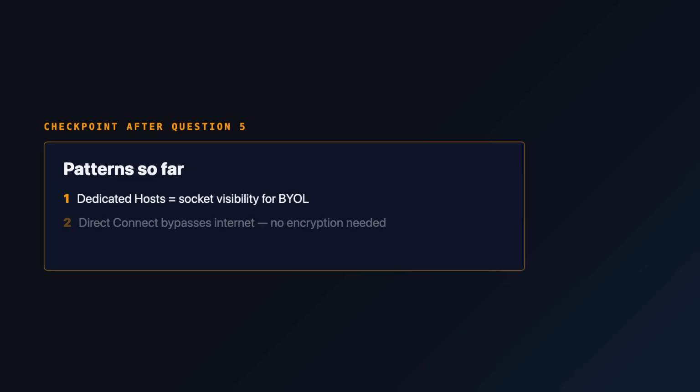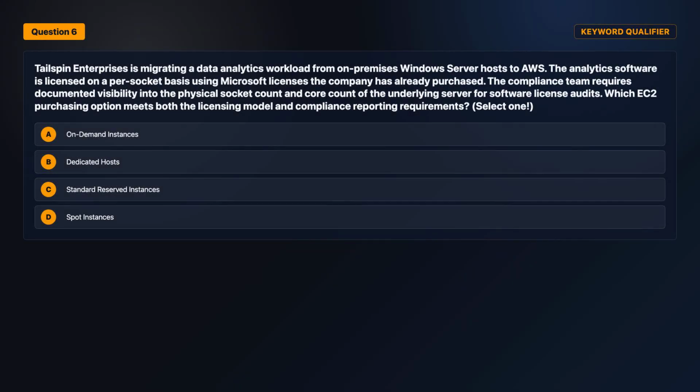First 5 questions hit 3 repeating patterns: dedicated hosts for per-socket BYOL licensing, Direct Connect when the compliance rule bans public internet, and Kinesis for multi-consumer fan-out that SQS cannot deliver. Okay, question 6. Read the ask, not just the topic.